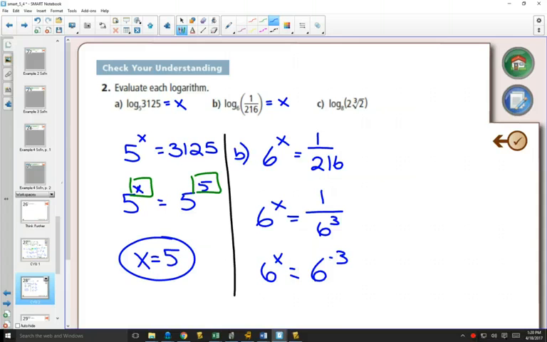So once again, I've gotten both sides to be the same base. So now my exponents have to be the same. And just like last time, this is easy, no other math to do. We get x is equal to negative 3.